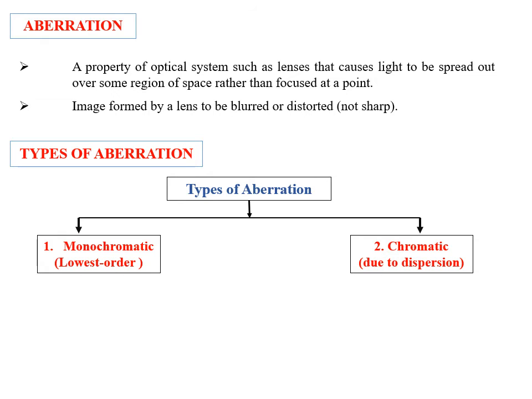As we know very well, in monochromatic we will be using light of a single wavelength, and in chromatic the colors are produced from white light rays, right? Monochromatic has a single color, chromatic has more than one color. Next we will be discussing monochromatic aberration. This includes spherical aberration, coma, astigmatism, and distortion, right? These are the four aberrations given under monochromatic aberration of lowest order.